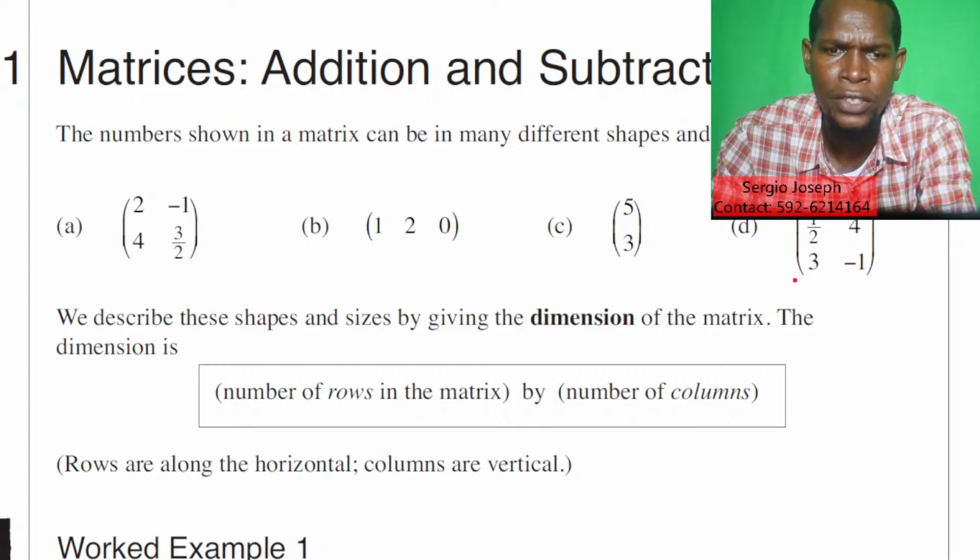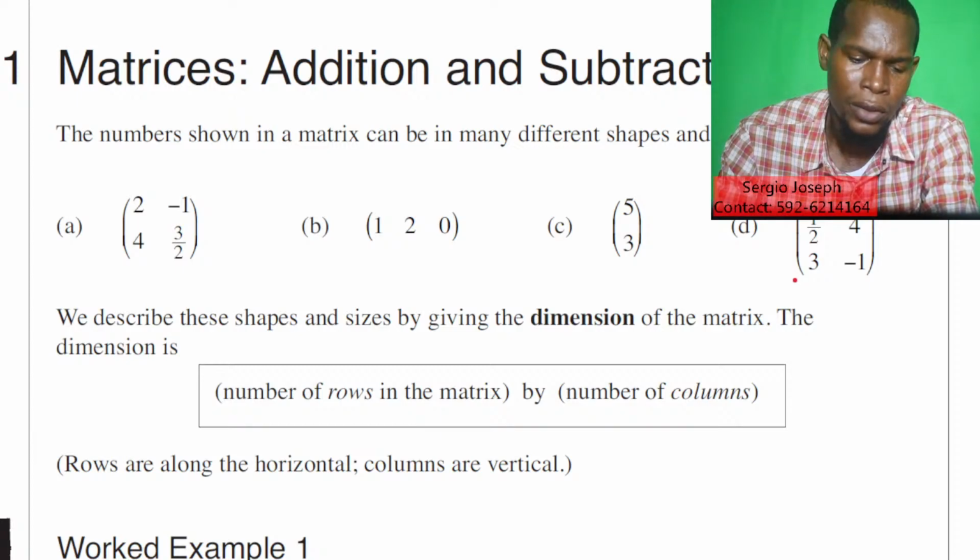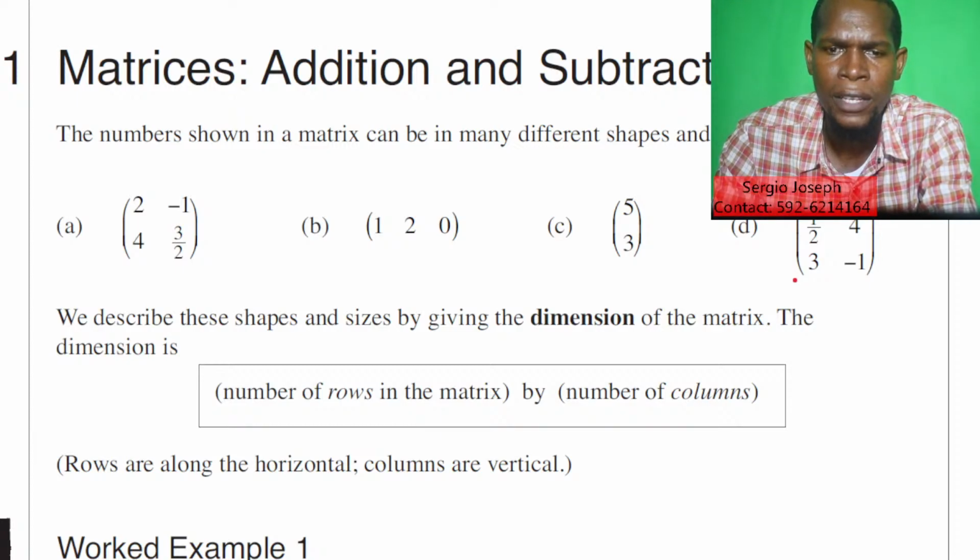So let's first look at matrix addition and subtraction. Now notice here we have a number of matrices, and notice that they're shaped differently. We can describe these shapes and sizes by giving the dimension of the matrix. And this is how you basically say it.